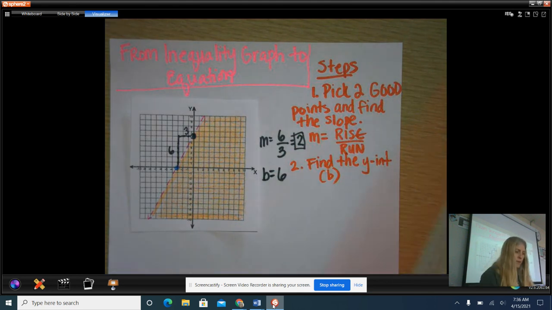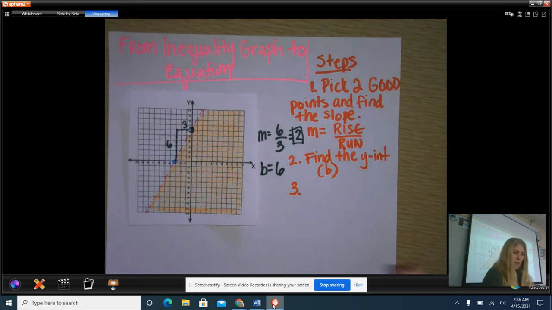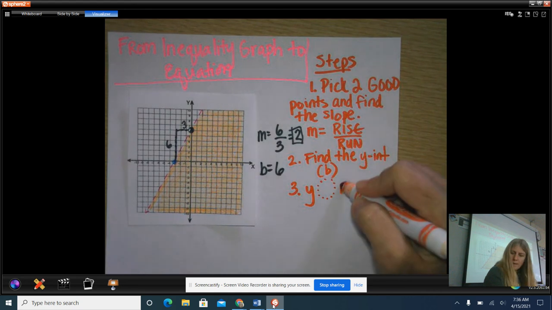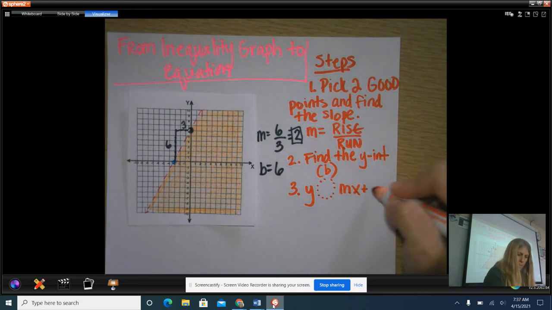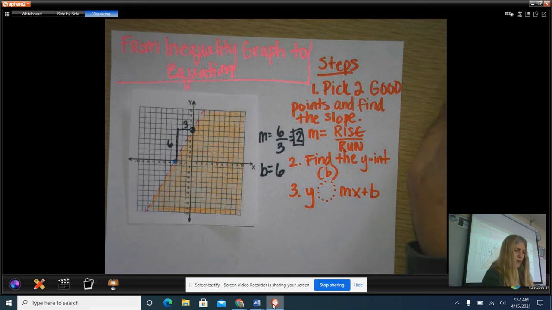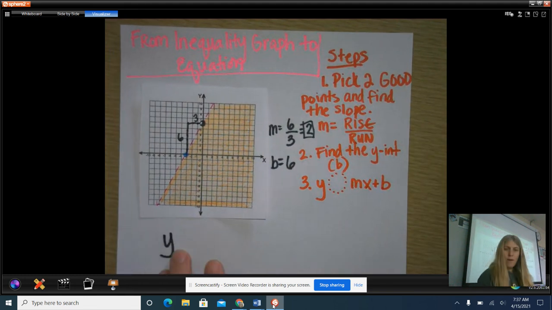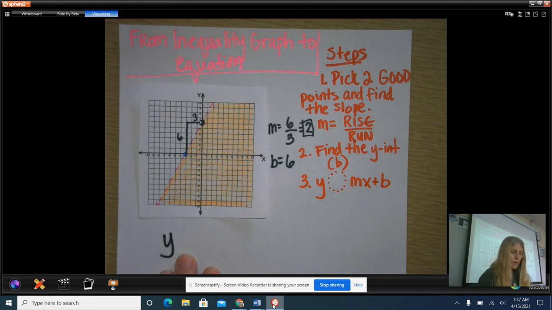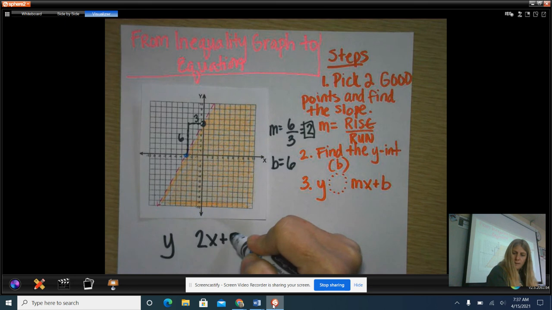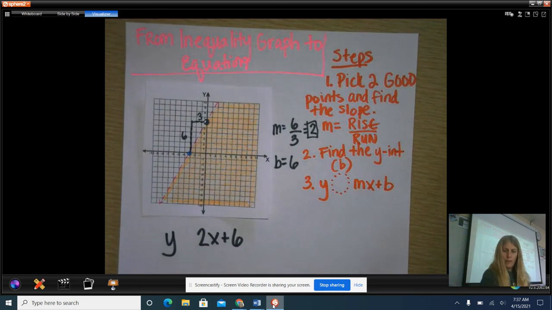Okay, now our third step is we're going to start putting it into the equation or inequality of our line. So we have y, and then we're going to put our inequality here, mx plus b. Okay. So we're going to fill out what we know so far for this graph. So we have our y. We're going to leave our inequality blank for right now. We know our m is 2. We put our x there, plus 6. Okay, so now we're going to work on finding what that inequality will be.